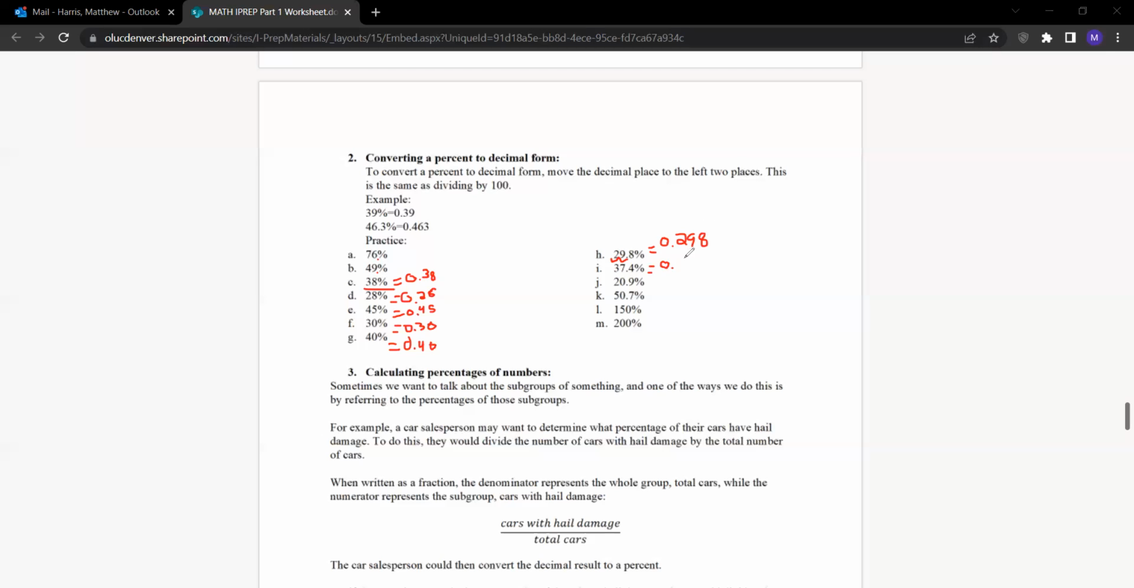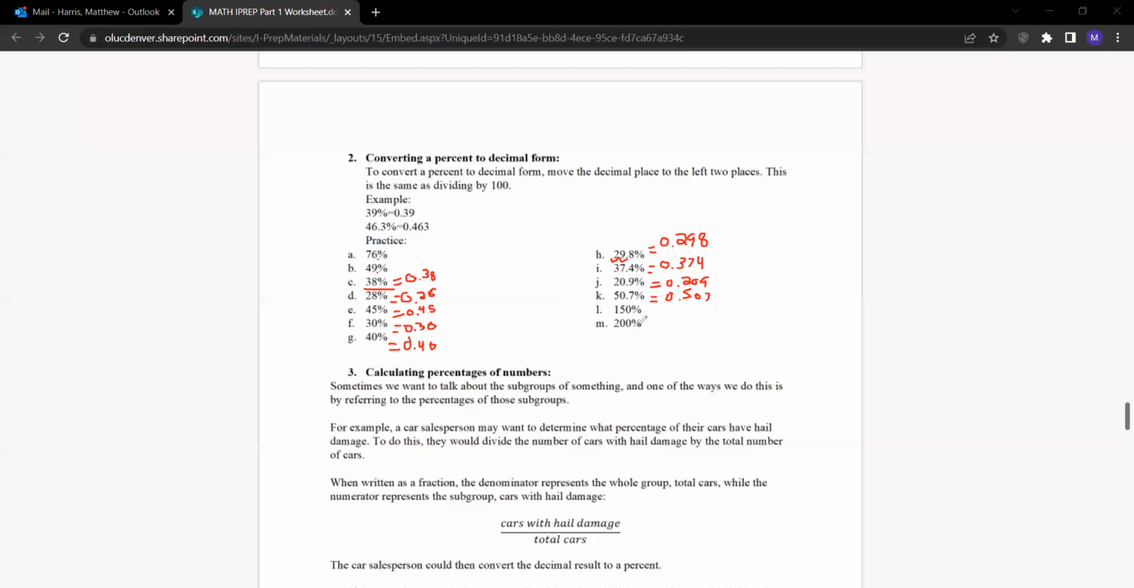37.4 is 0.374. 20.9 is equal to 0.209. 50.7 is equal to 0.507. And now we have something a little bit different.